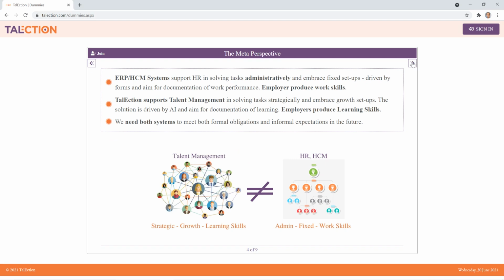From a meta perspective, it's important to know the difference between two categories of system. The ERP/HCM system supports HR in solving tasks administratively, embraces fixed setups, is driven by forms and aimed at documentation of work performance, so employees produce work skills. TalEction supports talent management, which is different, in solving tasks strategically and embracing growth setups. The solution is driven by AI and aims for documentation of learning. Employees produce learning skills. But it's not competition and it's not contradictory. We need both systems to meet both formal obligations and informal expectations in the future.